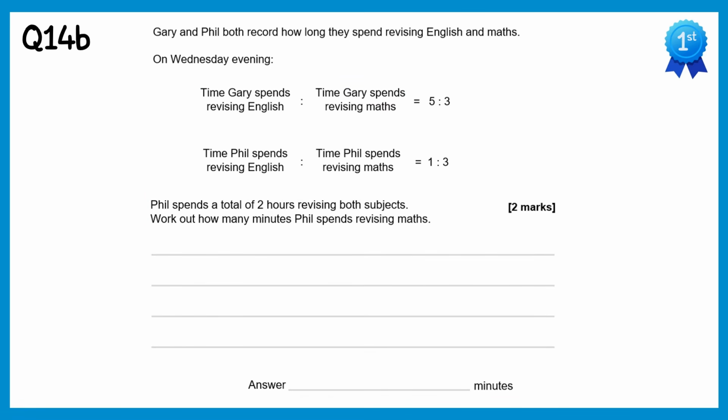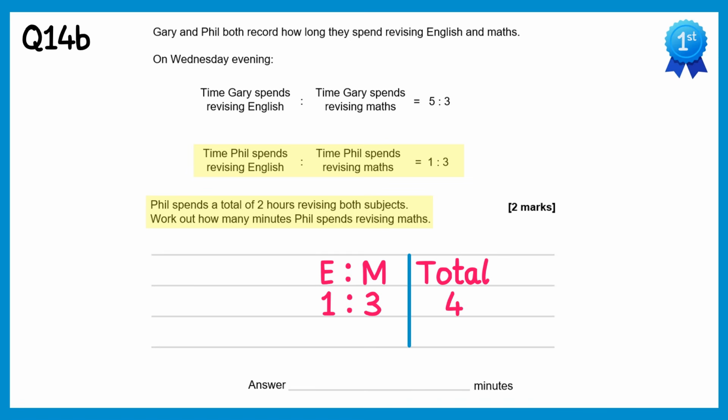For the next part of this question, we're given Phil's ratio, which is 1 to 3. So we can write down English to Maths, which is 1 to 3. But this time we're told Phil's total amount of revision time, which is 2 hours. So let's create a total column, and in there put the total amount of parts that we have. So we've got 1 part English, 3 parts Maths, which is 4 parts total. So 2 hours is 120 minutes, 2 times 60. So we write that underneath the total column because that's the total amount of revision he does.